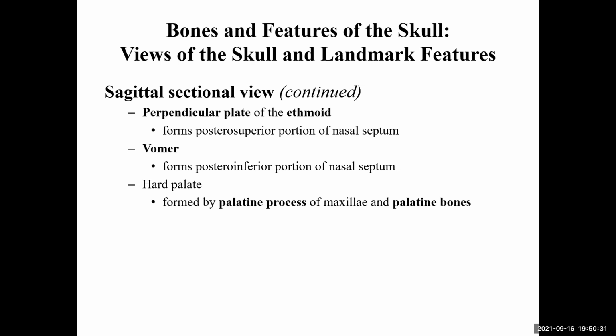We'll also see the roof of your mouth, which is called the hard palate. And there are two bones that make up the hard palate. The anterior portion of the hard palate is going to be made up of the maxilla, but specifically we call that part the palatine process of the maxilla or maxillary bone. And then just behind that, or posterior to it, we have our palatine bones. Those will make up the roof of your mouth or the hard palate.